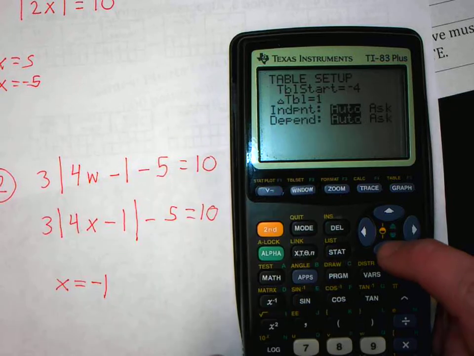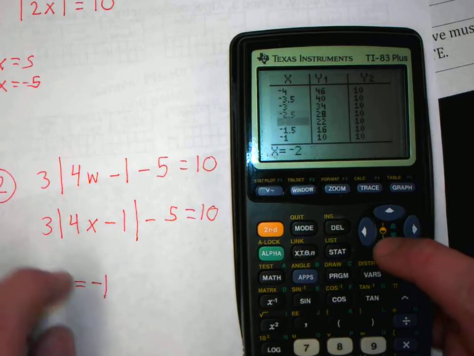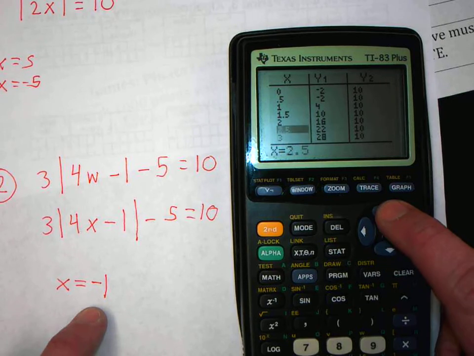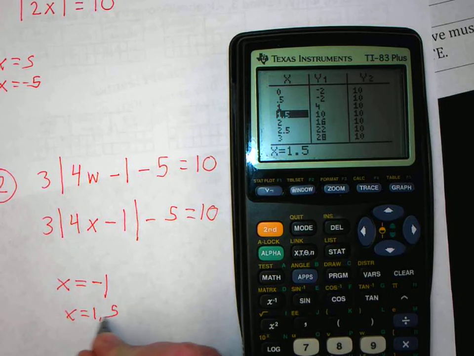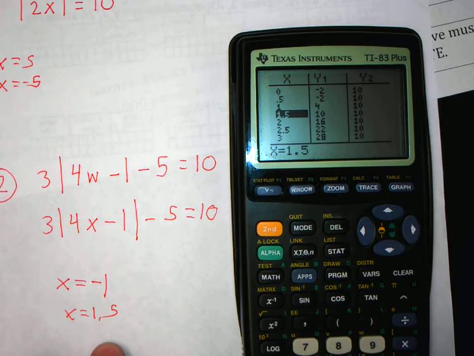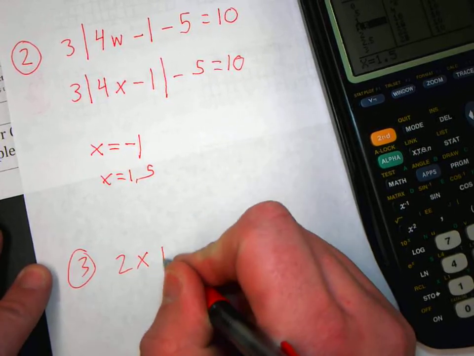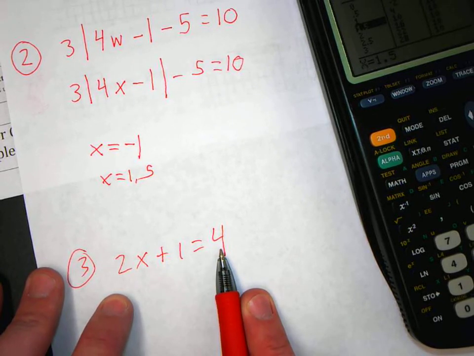So table set. Let's count by 0.5s and try again. There it is, 10 and 10 is 1.5. Okay, so I'm not saying you need to learn this way, but it is using technology. This also works for equal signs. So if you had an equation, you could type this in y equals, this one in y2, and then see where they're equal. Okay? That is one way to solve your absolute value. Or you could go and you could graph it.